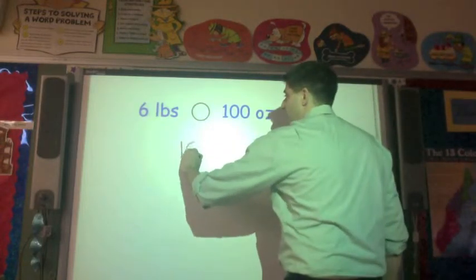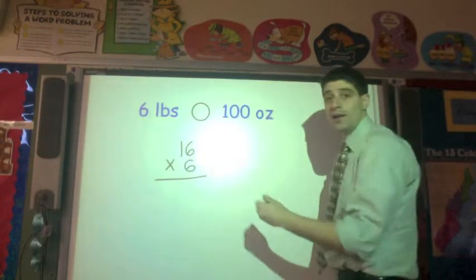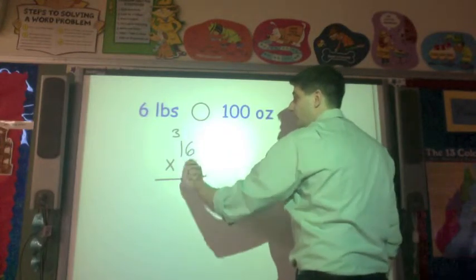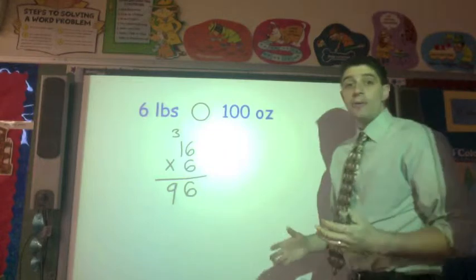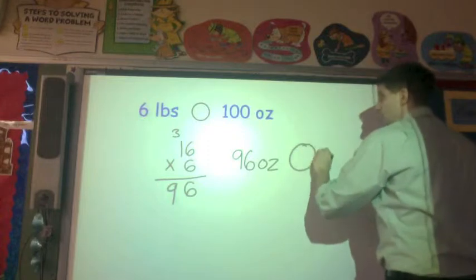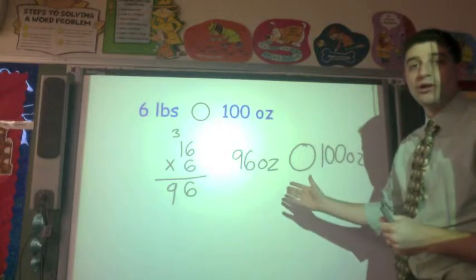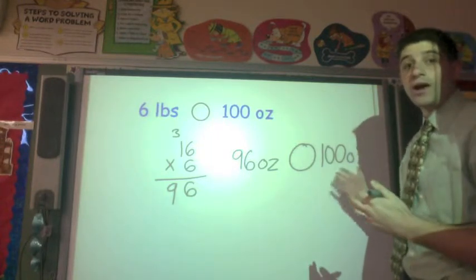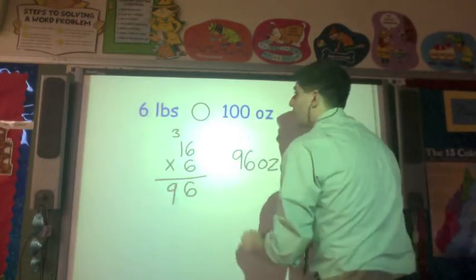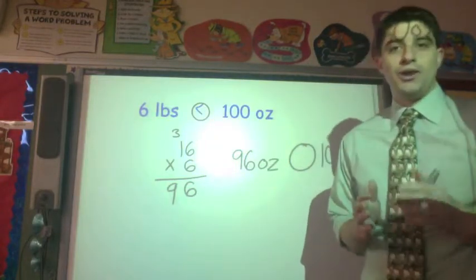So I'm going to take 16 and multiply it by 6. And when I do that, 6 times 6 is 36. Carry the 3, 6 times 1 is 6 plus 3 is 9. So now I have 96 ounces and 100 ounces. They're both the same unit of measurement, ounces and ounces. And I know that 100 is greater than 96. So I could also fill my answer in up here, and I would say that 6 pounds is less than 100 ounces.